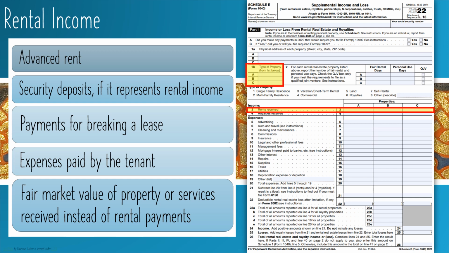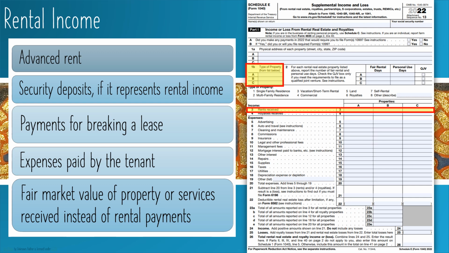And then you can see in line 3, there's your space for rents received, and then lines 5 through 20 are various types of expenses. And then there's some calculation lines down at the bottom that come in from other parts of the Schedule E, and then they total up.